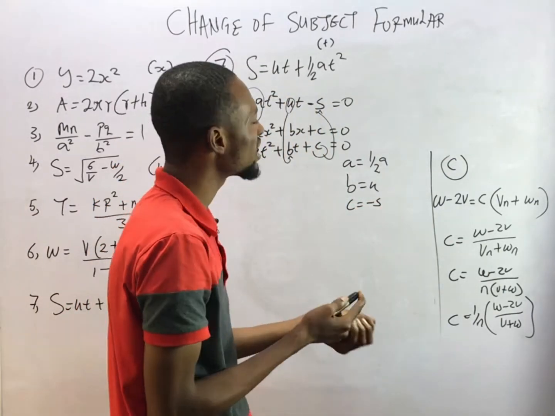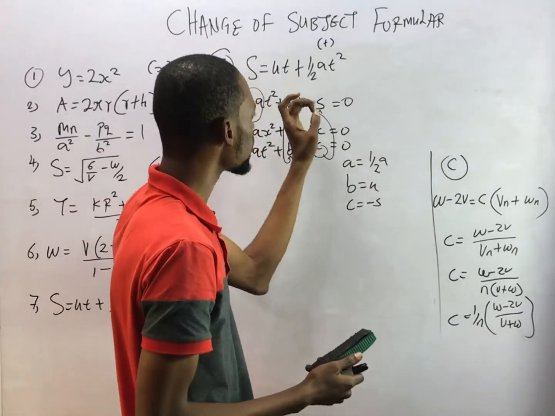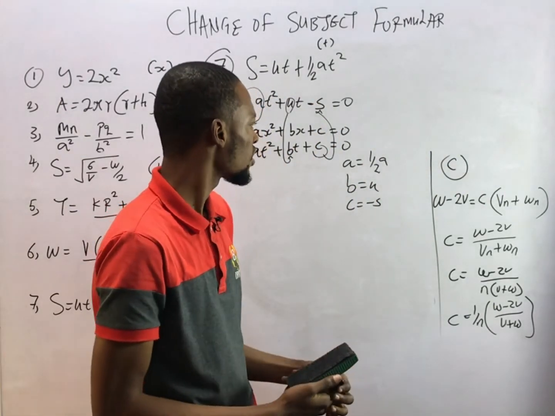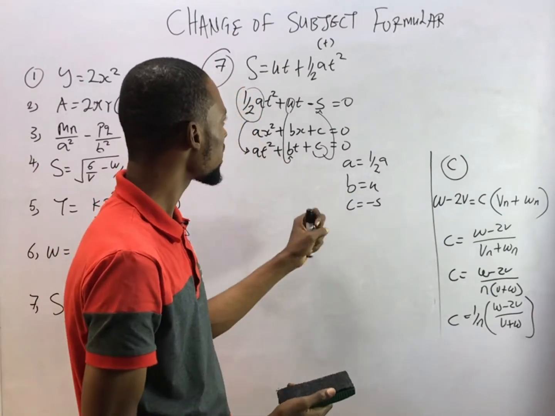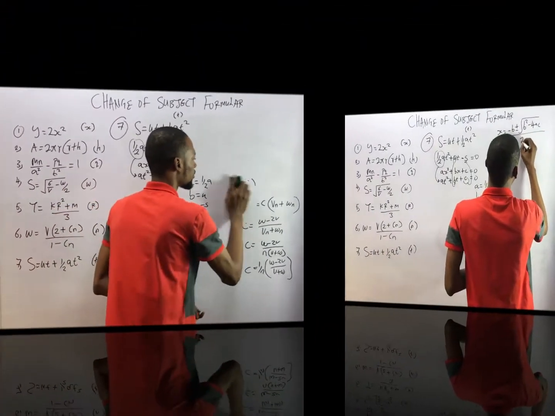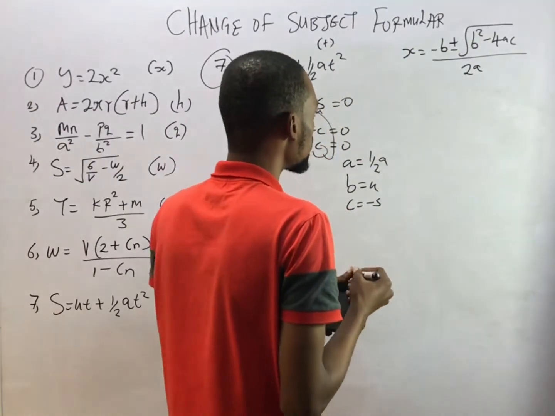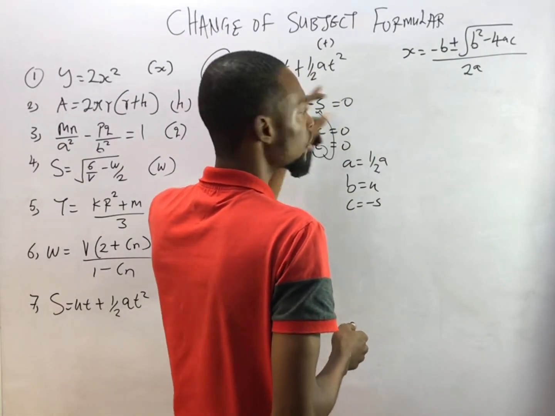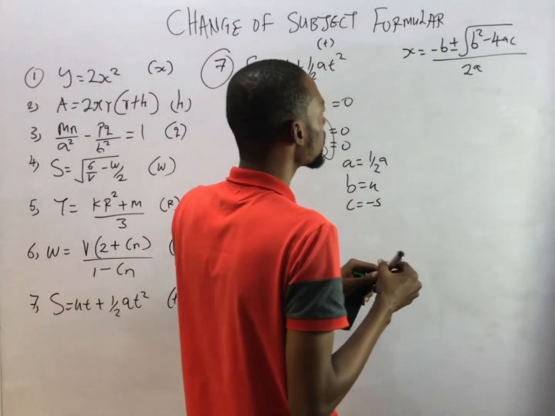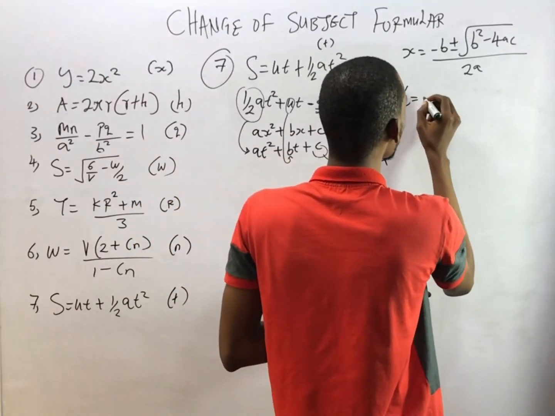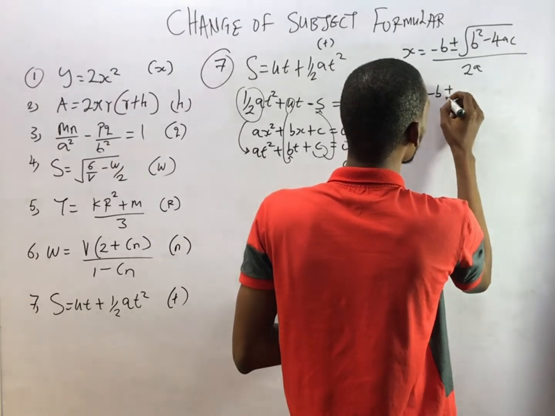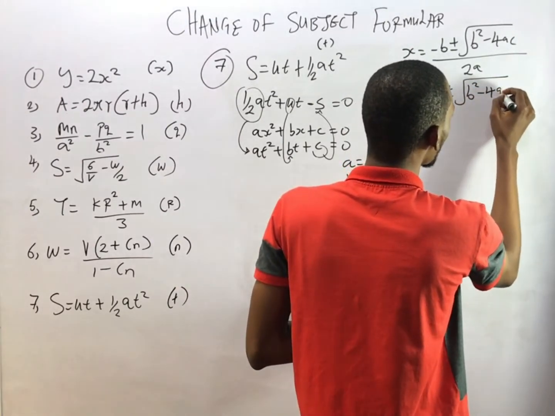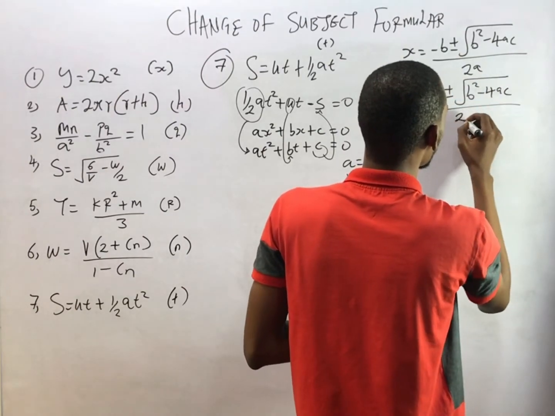Now that we've established that this is leading us to a quadratic equation, we need to solve the quadratic equation. And solving the quadratic equation, we have to bring out the formula. This is the formula for a quadratic equation. In this case, we are looking for t, so we use t. So t is equals minus b plus or minus the square root of b squared minus 4ac over 2a.